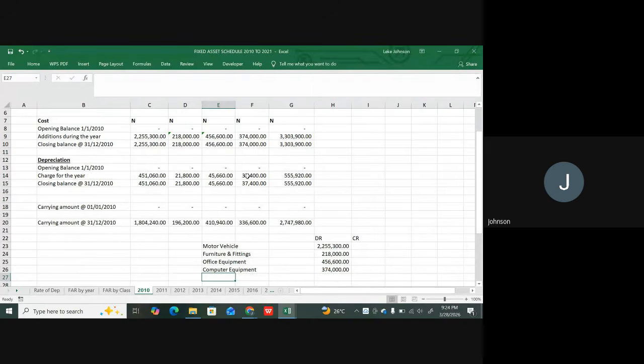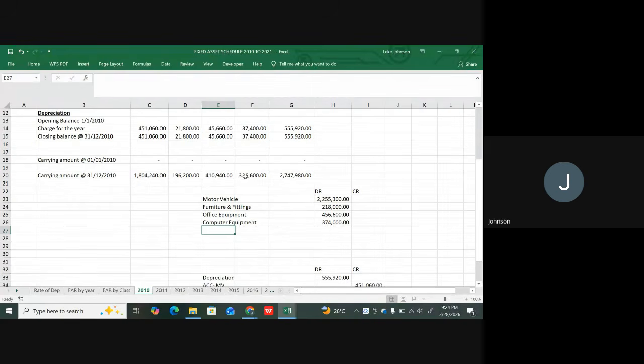So the leg is not balanced. To balance the leg, we now credit our bank or account payable. It's going to be equal to sum. We open our bracket, adding all these things together, close the bracket and say enter. So this is what we are going to post.